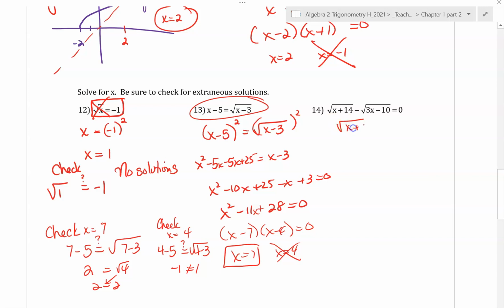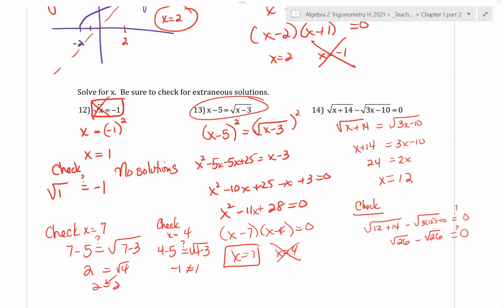If we add radical 3x plus 10, or sorry, 3x minus 10, now when we square both sides of the equation, we could go ahead and subtract the x from both sides and add 10. So x is 12. The only thing is you would have to check your answer. So pause the video and check your answer and see if 12 is extraneous or if it is a solution. And when you check your answer, you realize that 12 is a solution.